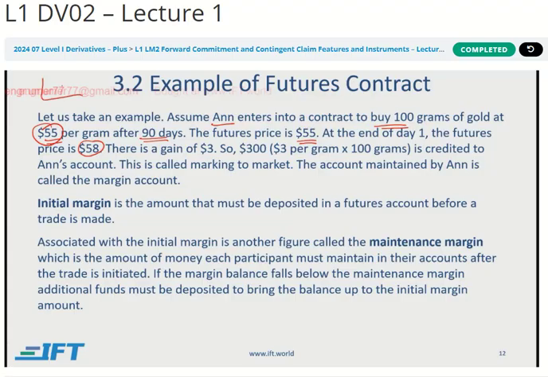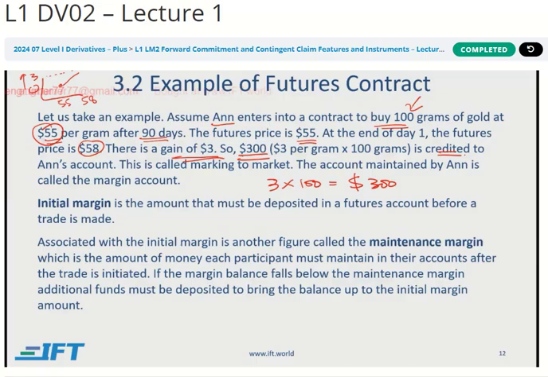So you got into a contract at 55, right? At this point your payoff is 0, but the price goes up, right? So naturally you're going to be in a profit of 58 minus 55, which is 3. So there is a gain of 3. And it's not just for 1 gram, this is for 100 grams. So 3 into 100 grams is $300, right? So there will be a credit to Anne's account.